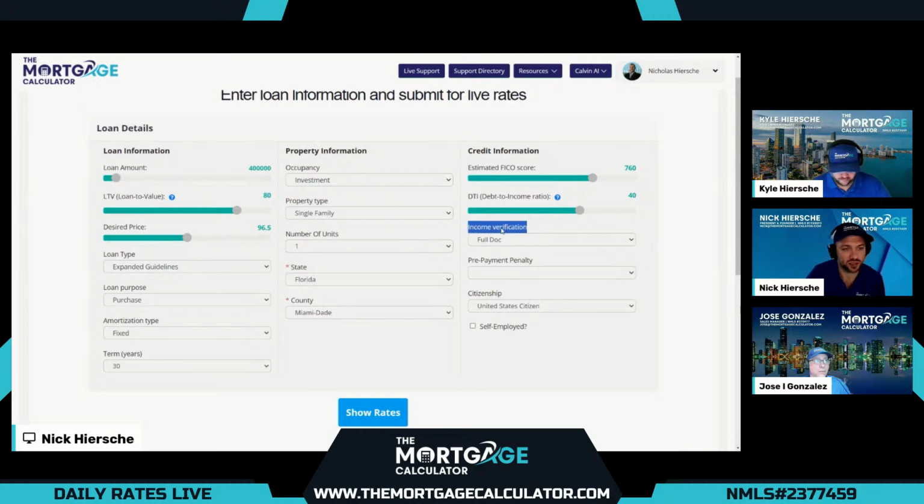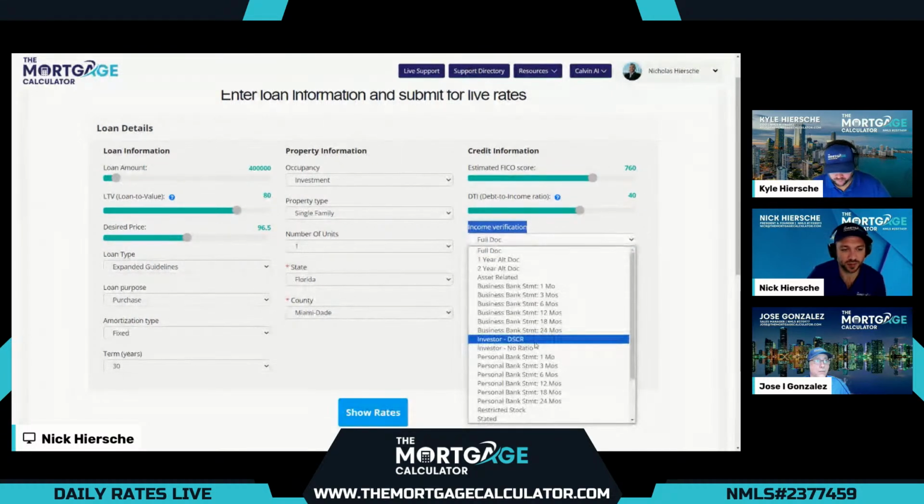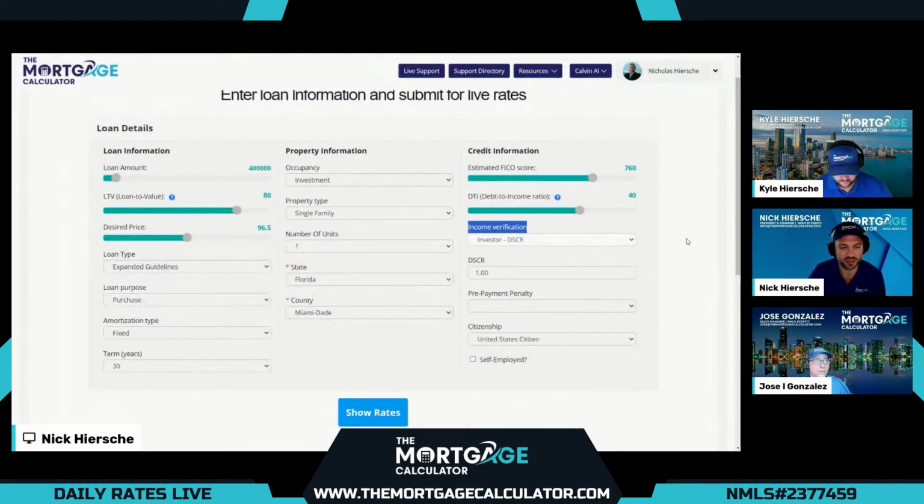So the first thing we need to do is our income type. Most popular income type and our most popular loan is the DSCR option. That's because it doesn't require any income or employment info from our borrower. Simply use the estimated rental income from the appraisal to determine a DSCR value.